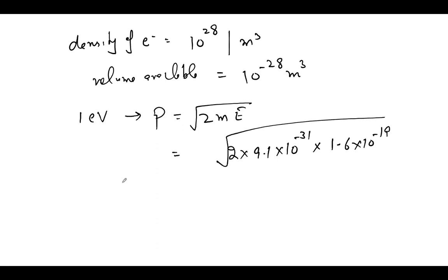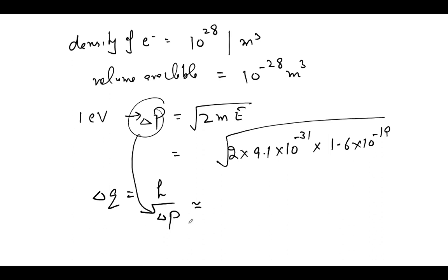And from the Heisenberg uncertainty principle, I can find out the position of these electrons, that is h over delta p. If I put the value of this delta p in this equation, I can find out the position of the electrons in a metal. So that comes out to be equal to 1.3 into 10 to the power minus 9 meter.